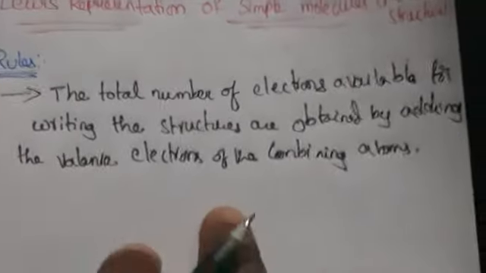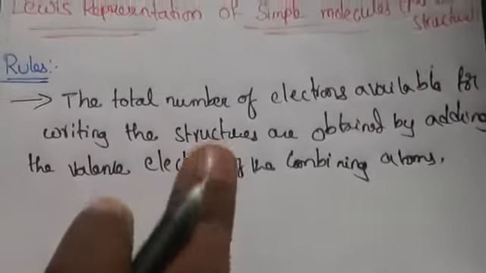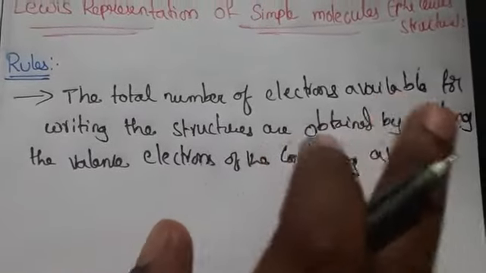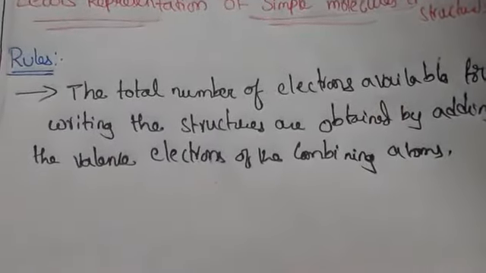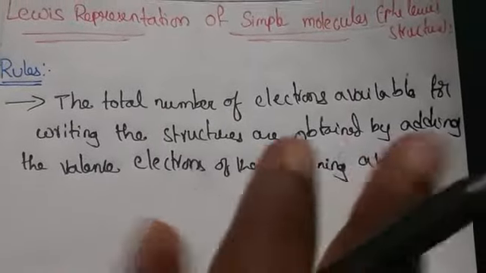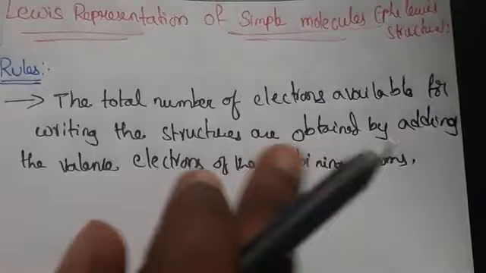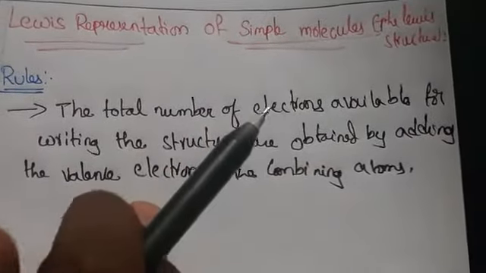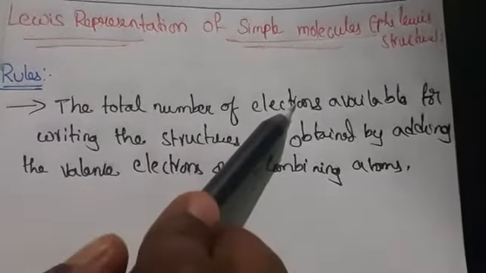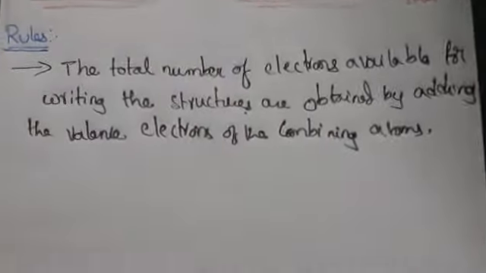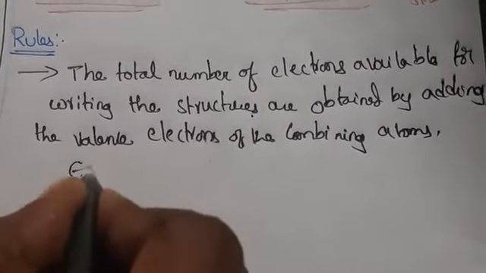What is the first rule we are discussing here? The total number of electrons. So what are the electrons available to draw this structure? First of all, if you are taking two atoms, they should be combined. The valence electrons, the outermost electrons, are combined, so then we get the total number of electrons that is used to draw the structure. Let us take an example here.